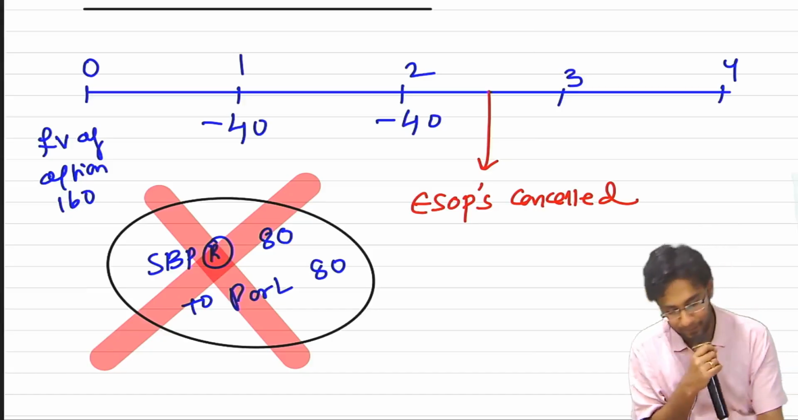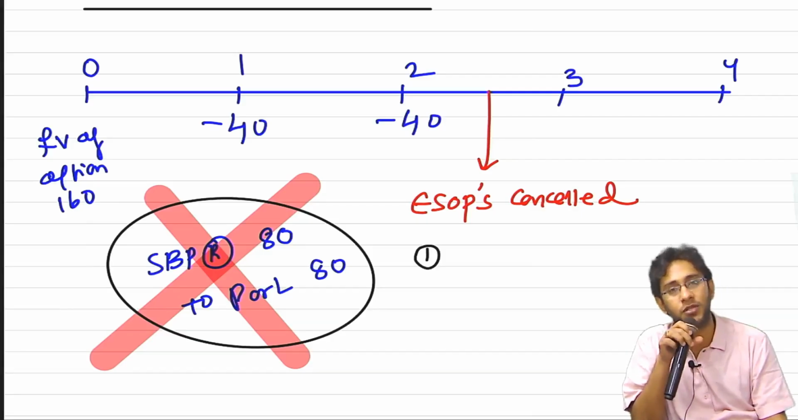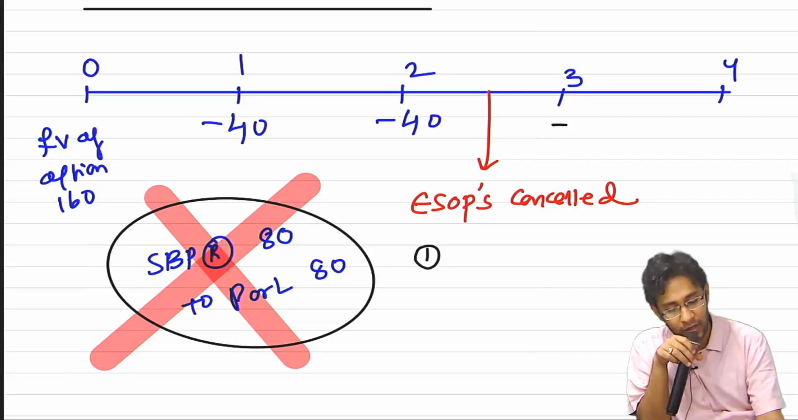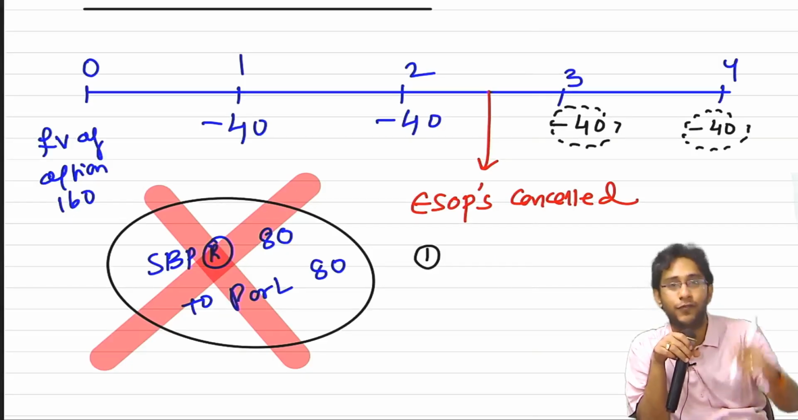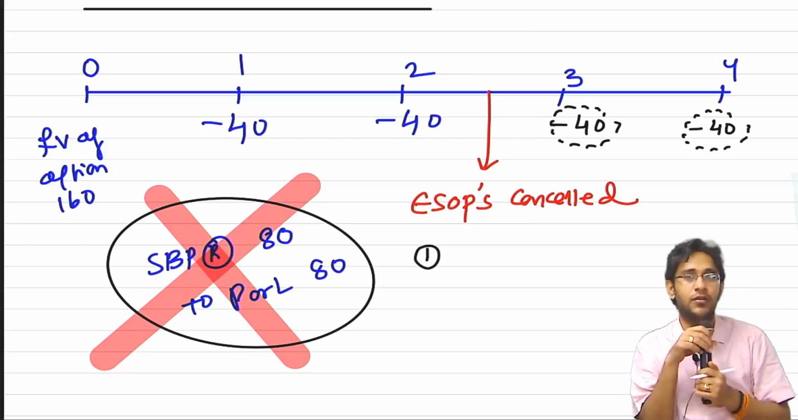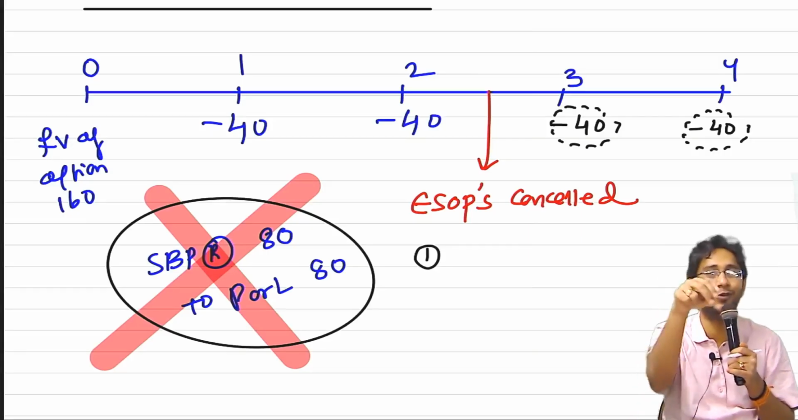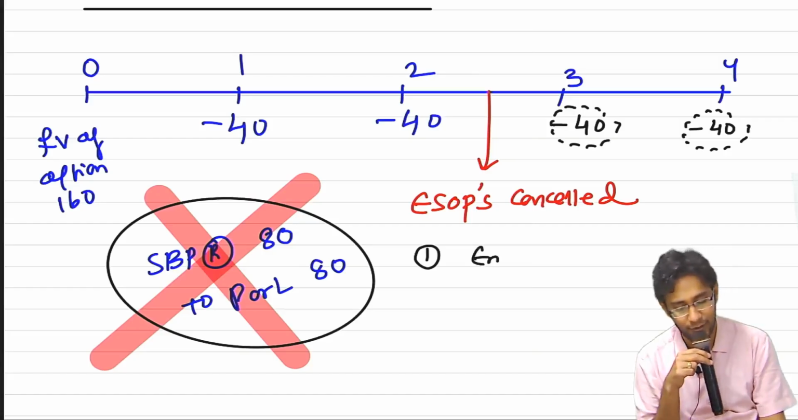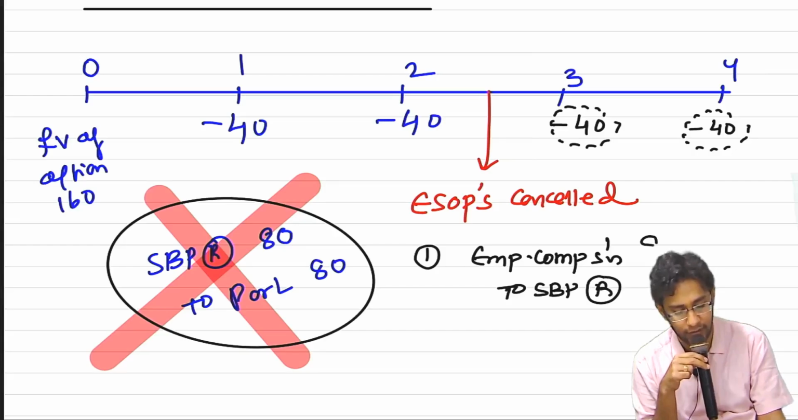Anyway, coming back. The standard says, when ESOPs are cancelled, point number 1, do preponement of option expense. What is the meaning of preponement? The 40 which you should have booked in the coming years, first book it right now. See how different it is. We thought we should reverse it. The standard says that for the next 2 years also, first book it. So the entry will be employee compensation to SBP reserve 80.